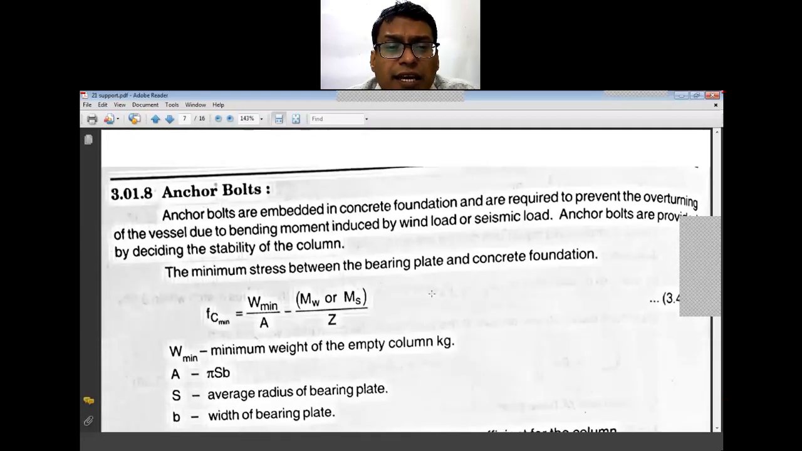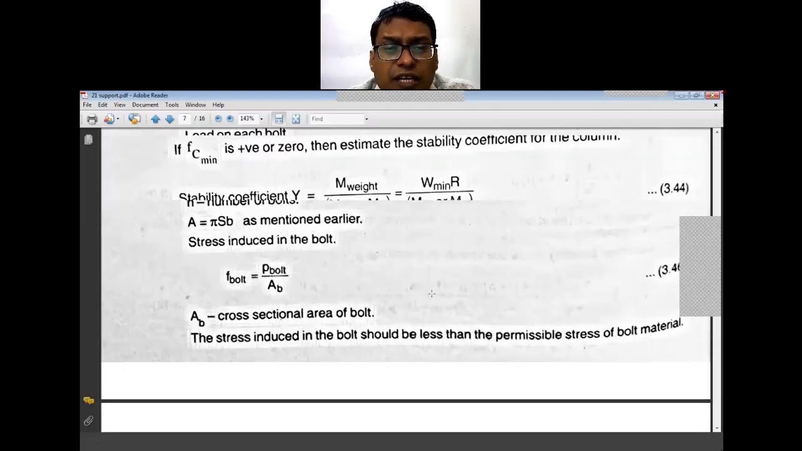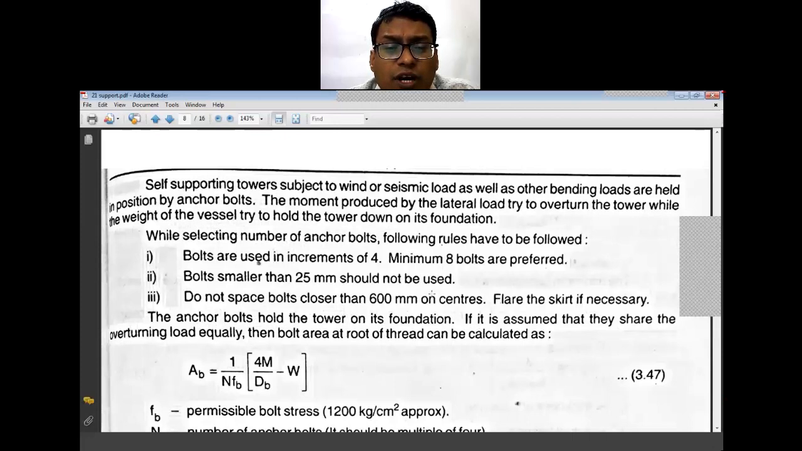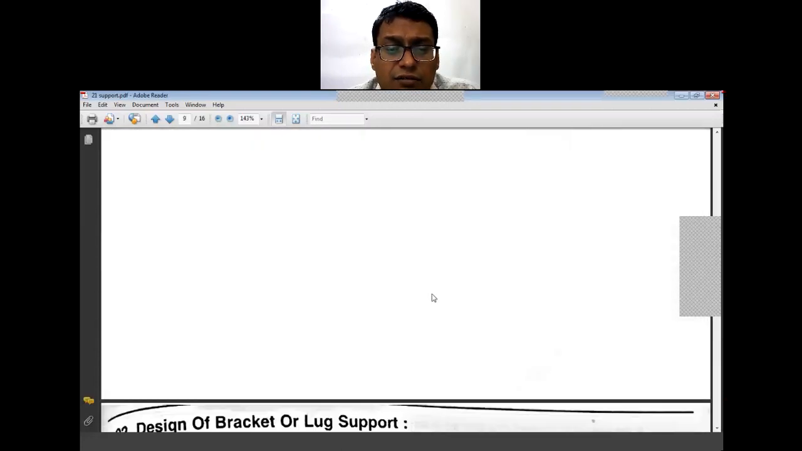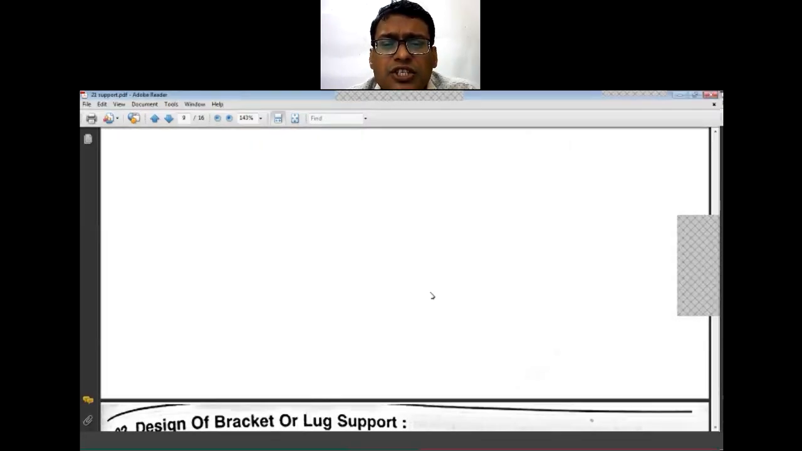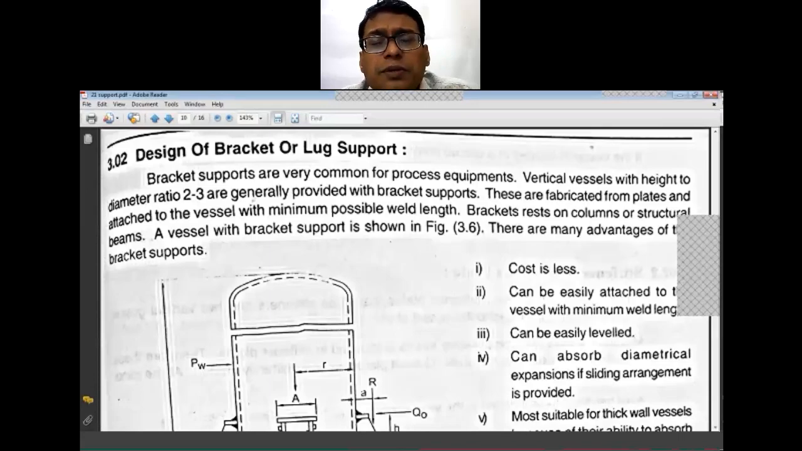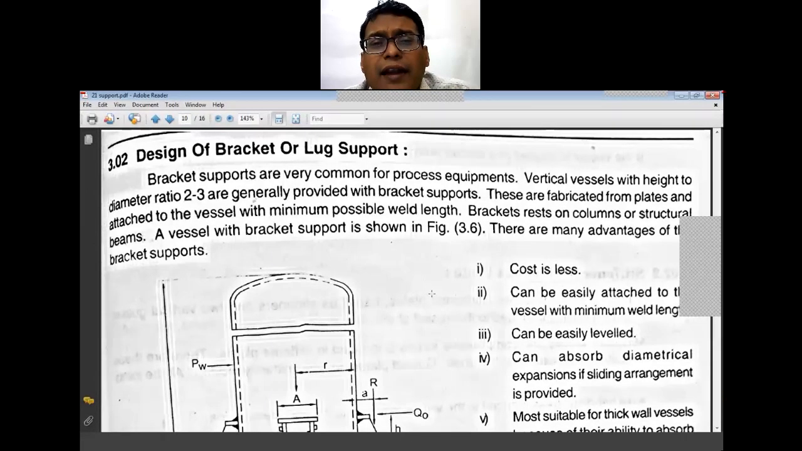Then what must be the dimensions? How many anchor bolts are needed has to be calculated based on the different stresses. So stress calculations help to calculate the number of bolts, the area of the bolt that is required, and the base ring. What must be the thickness of that base ring, how many bolts, and what must be the dimensions of the bolt, that is to be calculated in the process of designing.